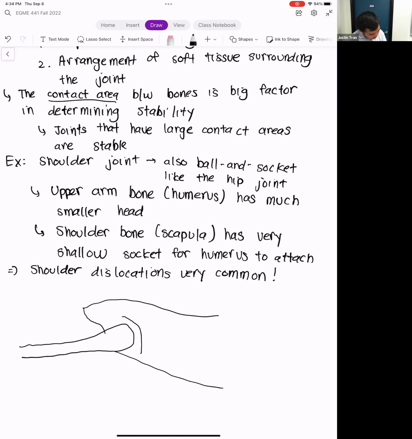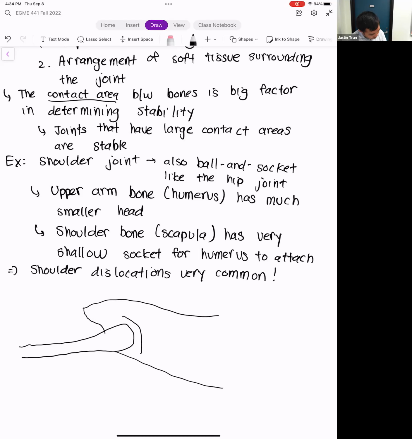All right. And so that's kind of the definition of stability. The one that we'll focus on the most is contact area, especially in the coming weeks, but that's what we can talk about. Any questions on this?